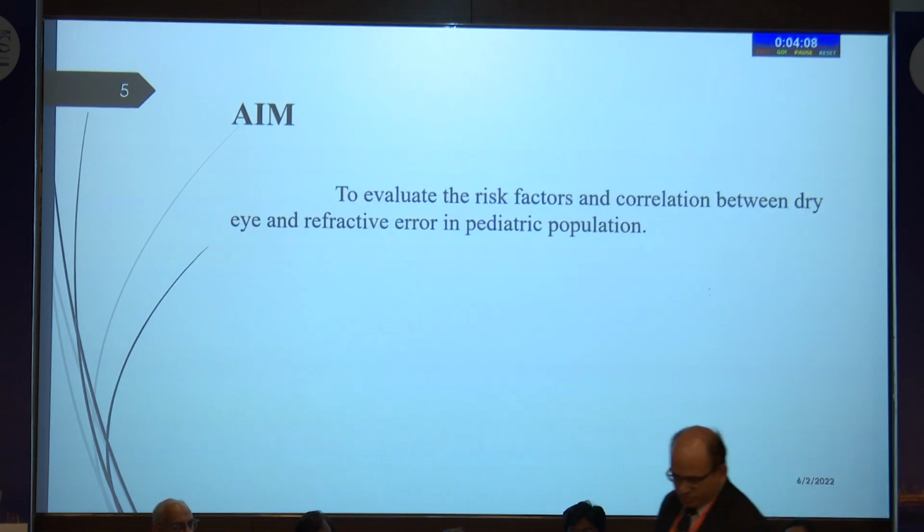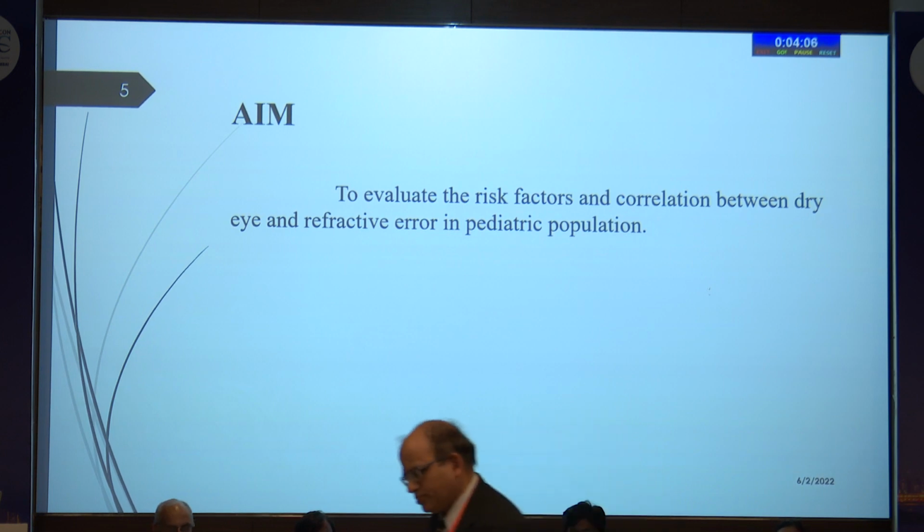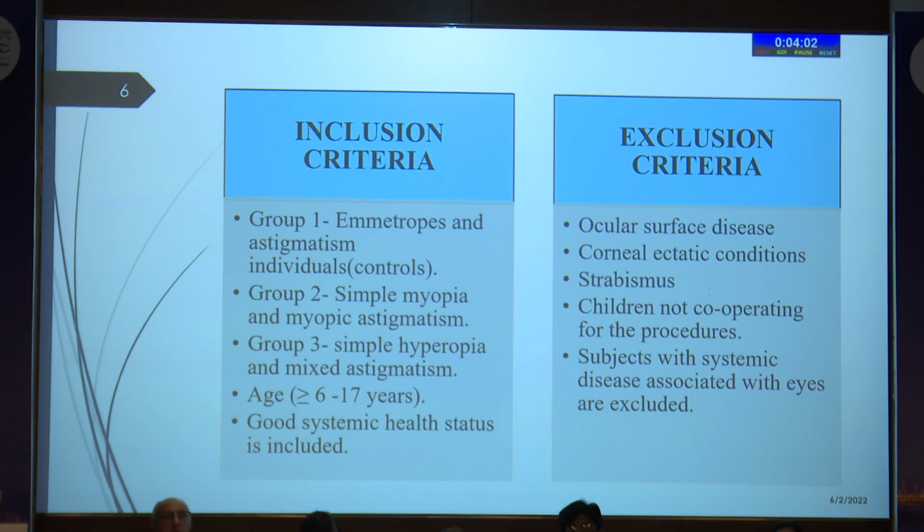Against this background, we decided to evaluate the risk factors and correlation between dry eye and refractive error in a pediatric population. The study is still going on, so we are presenting the data from 109 kids. Group 1, emmetropes and astigmatism. Group 2, simple myopia and myopic astigmatism. Group 3, simple hyperopia and mixed astigmatism. Age more than 6 to 17 years with good systemic health status.